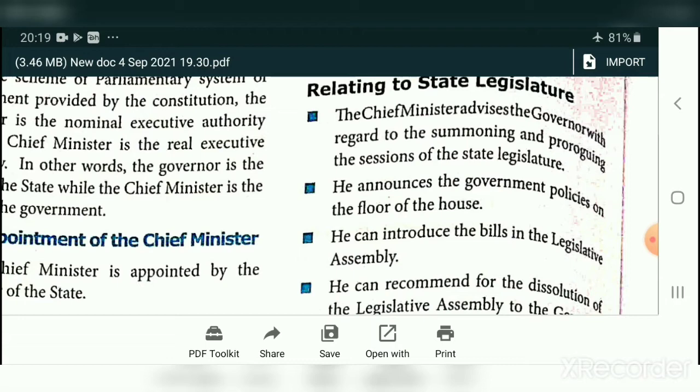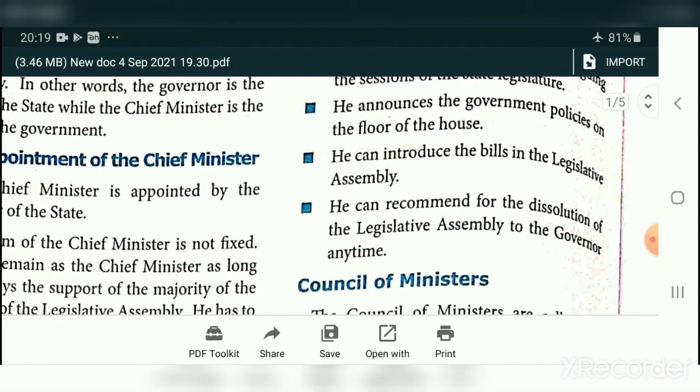He can introduce bills in the legislative assembly. The chief minister introduces the bill in the legislative assembly. He can recommend the dissolution of the legislative assembly to the governor anytime. The chief minister can give his recommendation for dissolving the legislative assembly to the governor anytime.